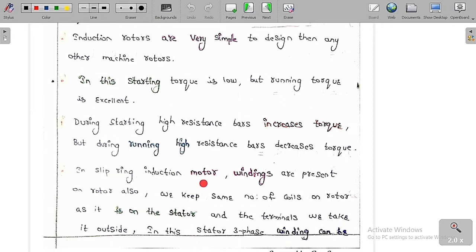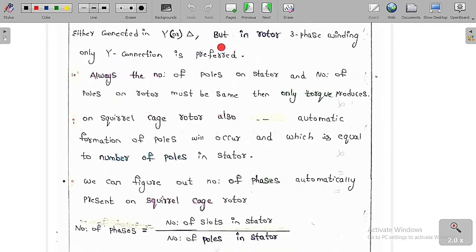Slip ring induction motor windings are present. I already told you, in a slip ring induction motor, windings are present on the rotor also. So we keep the same number of coils on the rotor as on the stator, and the terminals we take outside. In the stator, the 3-phase winding can be connected in either star or delta, but in the rotor, only star connection is preferred. So windings are present both on the stator and on the rotor in the case of a slip ring induction motor.